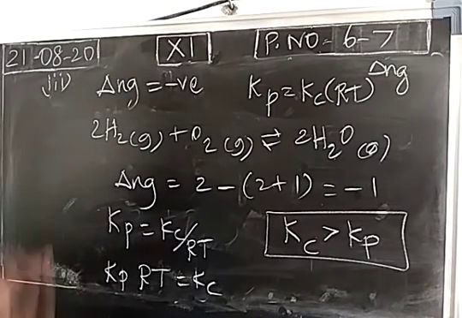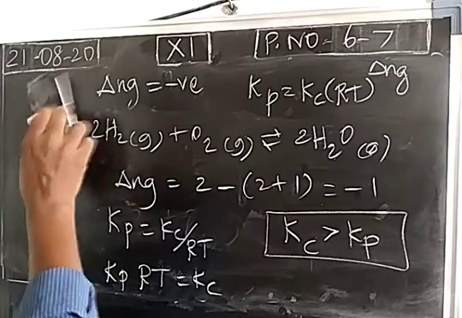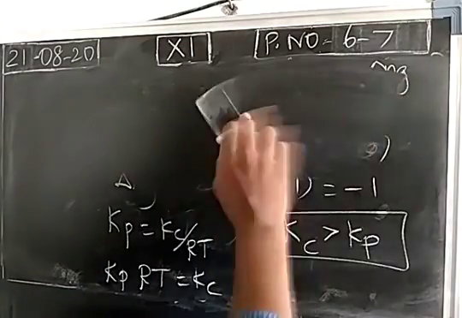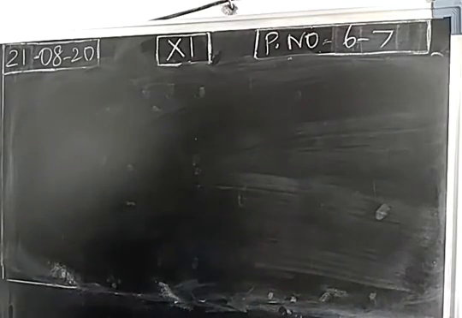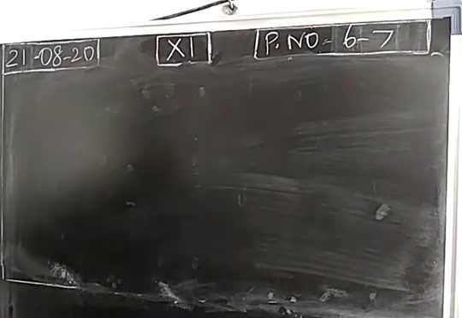Okay, so these three are the different cases to find the relationship between Kp as well as Kc. So with this, the 5 mark question is over. Derive the relationship between Kp and Kc.